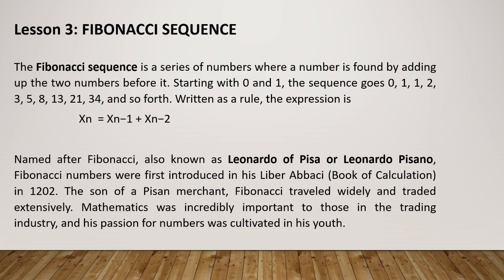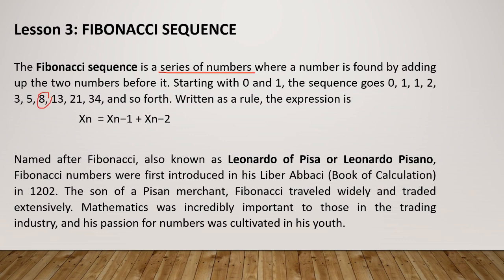Now, Fibonacci sequence. A Fibonacci sequence is a series of numbers where a number is found by adding up the two numbers before it, starting with 0 and 1. The sequence goes 0, 1, 1, 2, 3, 5, 8, 13, 21, 34, and so forth. Written as a rule, the expression is x sub n equals x sub n minus 1 plus x sub n minus 2.